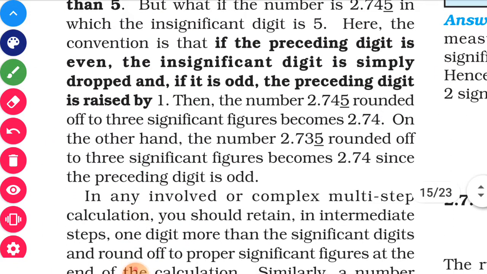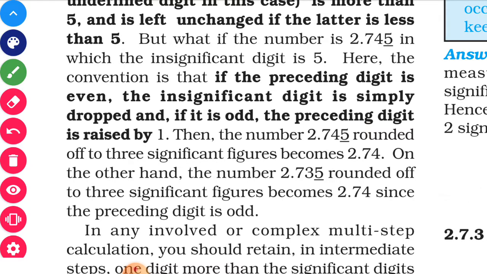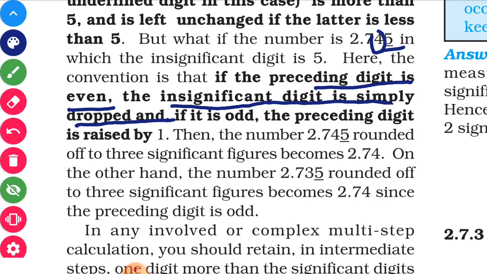If it is exactly 5, say for example 2.745. Earlier we discussed more than 5 and less than 5. Now exactly 5: if the preceding digit is even, the preceding digit here is 4, and 4 is even, the insignificant digit is simply dropped. So if it is 2.745, this 4 is even, so it is rounded off as 2.74. You just drop this 5.